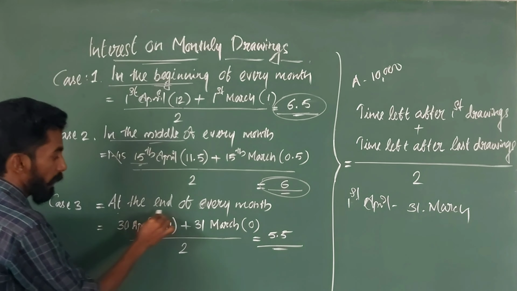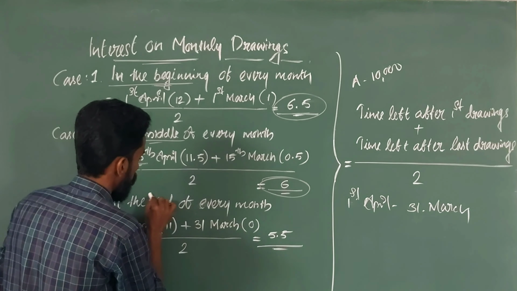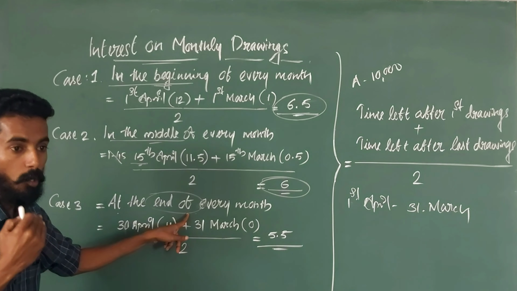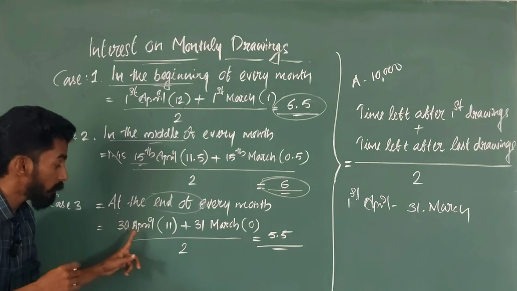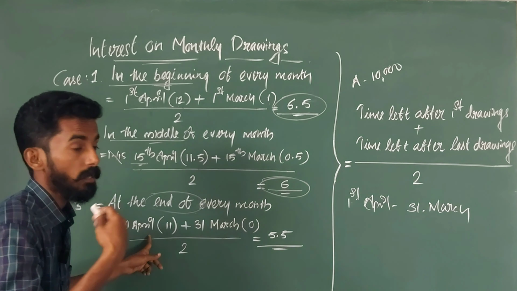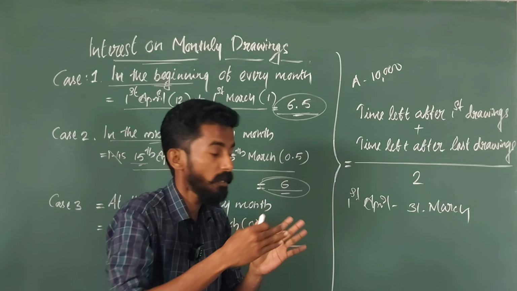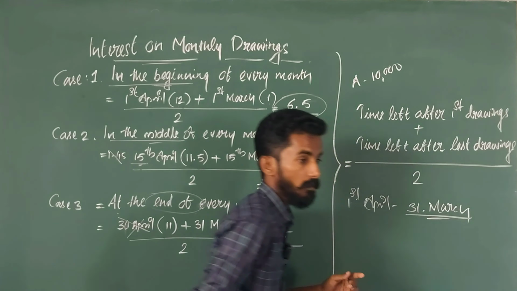Last case is at the end of every month. At the end of every month, financial year is 1st April. So when was the first withdrawal? 30th April. At the end of every month, his first withdrawal was 30th April. Time left after first withdrawal then? April is already over. So from May to 31st March, how many months? 11 months. Plus, when was his last withdrawal? At the end of every month, so 31st March was his last withdrawal.